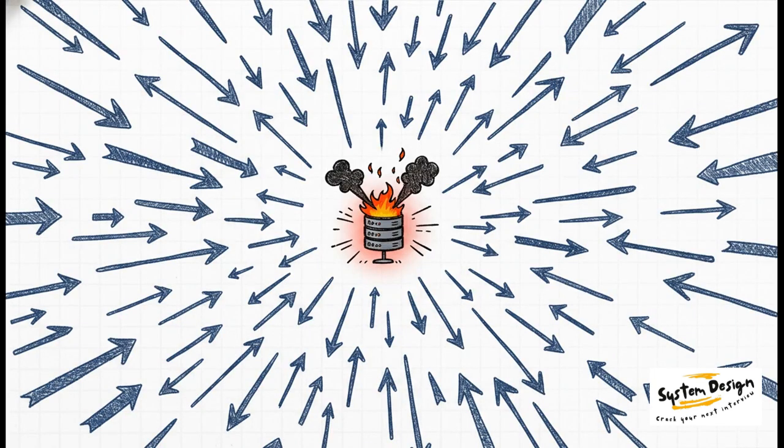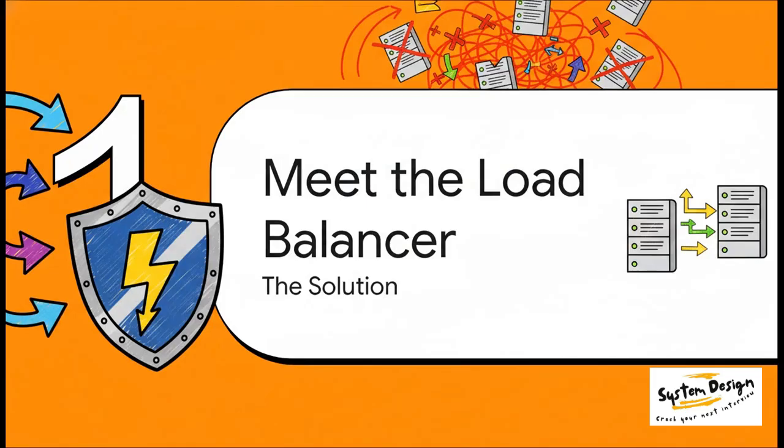Back in the early days of the web, things were a lot simpler. All of those millions of requests would have been pointed at just one single server. And as you can probably guess, that server gets totally overwhelmed, like instantly. It becomes what we call a single point of failure. And the result is always the same, a total system crash. So how do we fix this complete mess?